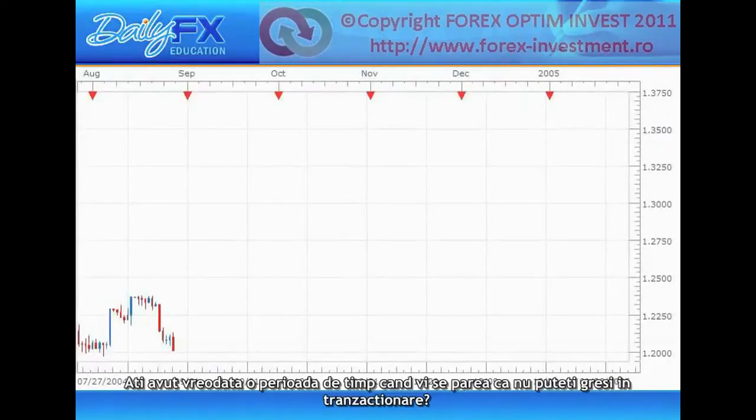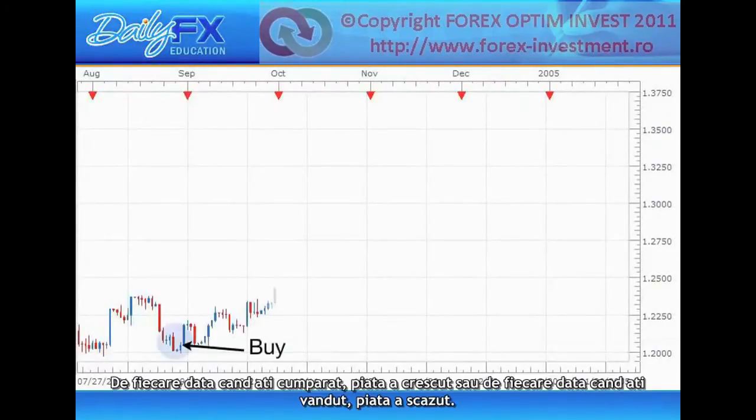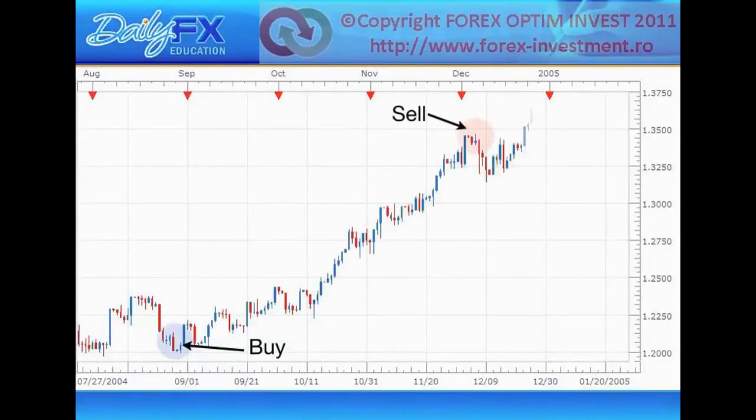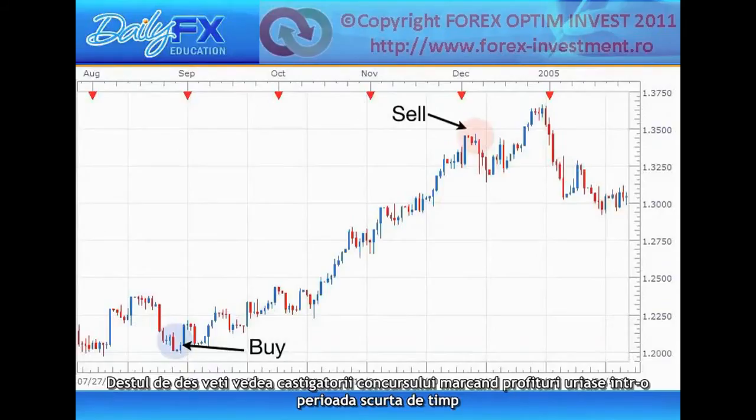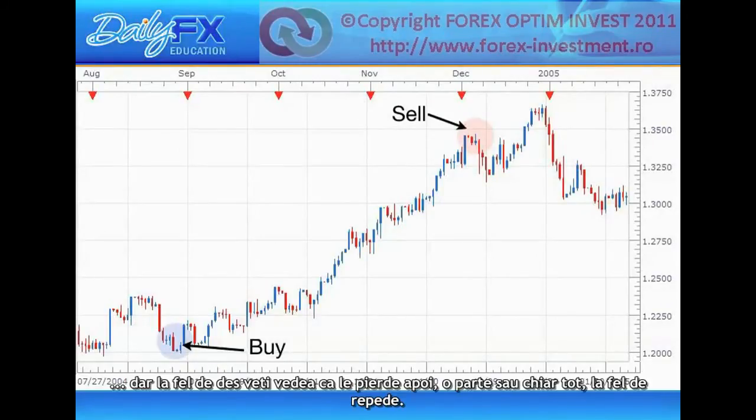Have you ever had a period of time when it seemed you could do no wrong in your trading? Every time you bought, the market moved up, or every time you sold, the market moved down. Quite often, you'll see that contest winners will have incredible returns in a short period of time, but just as often you will see them give most or all of the gains back just as quickly.